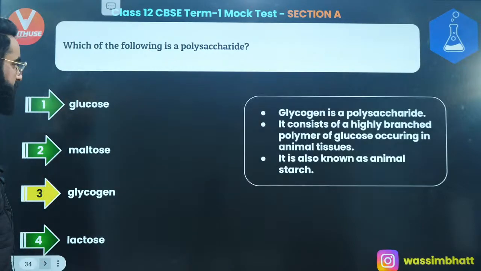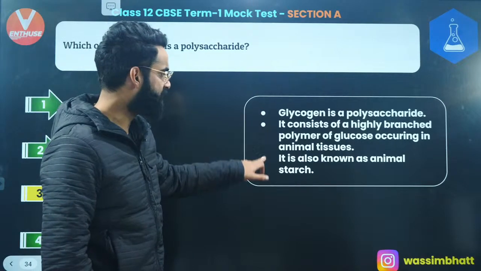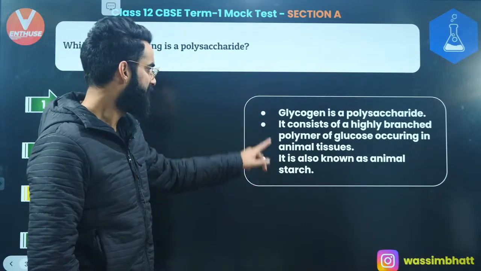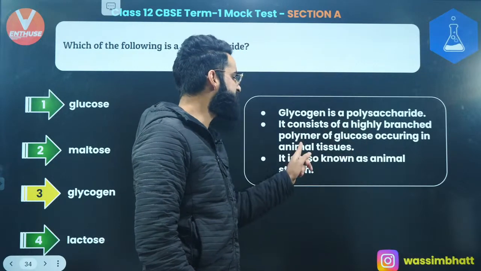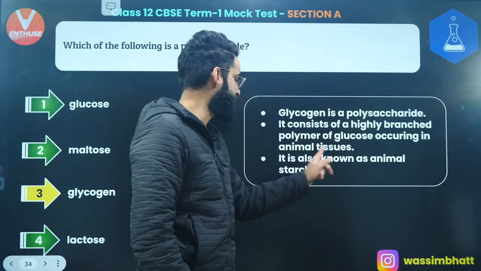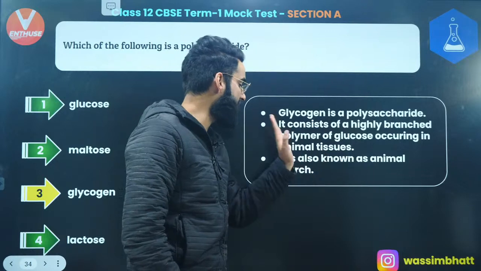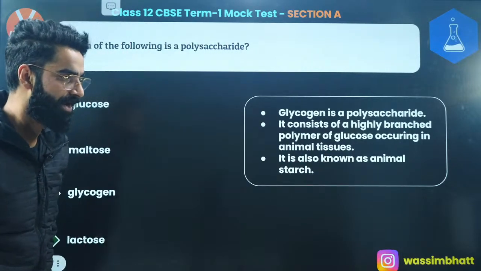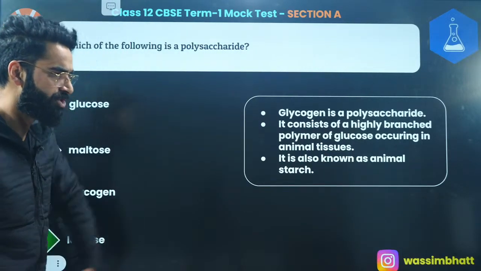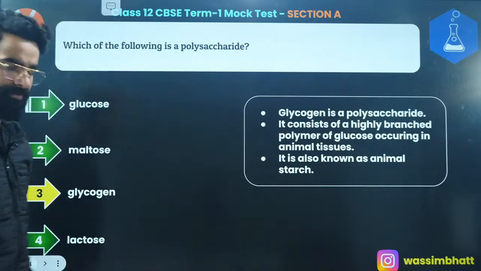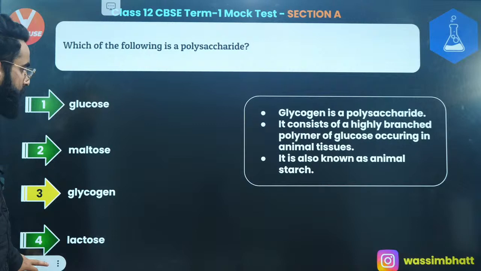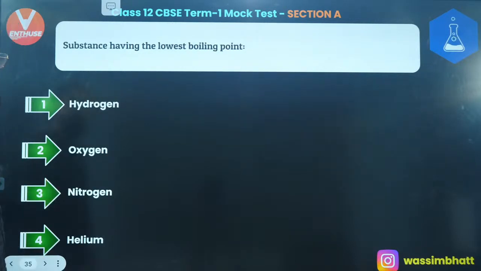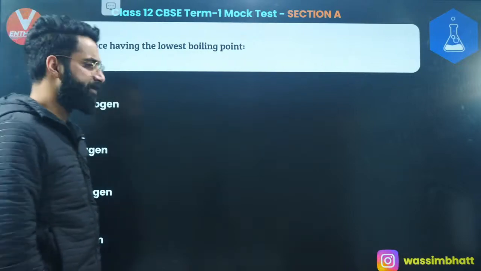Glycogen is a polysaccharide. Do remember these 3 points as well. Glycogen is a polysaccharide, number one. It consists of a highly branched polymer of glucose occurring in animal tissues. And it's also known as animal starch, right? Do remember these 3 points directly, right? These can be asked in a different form of question as well. Okay? Which one is known as the animal starch? Like that.